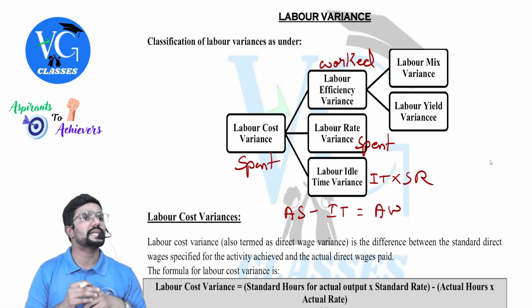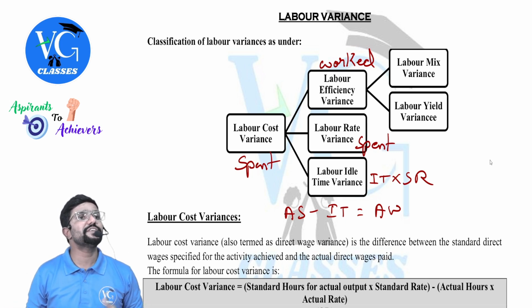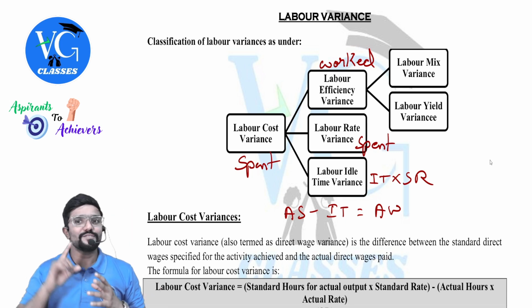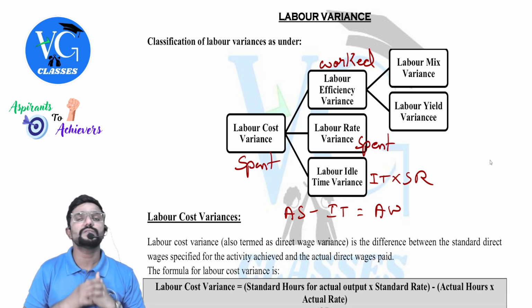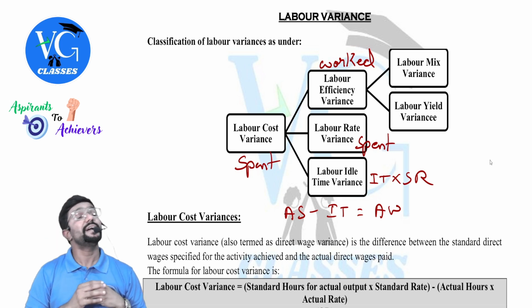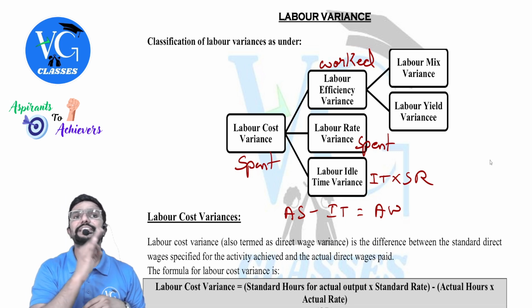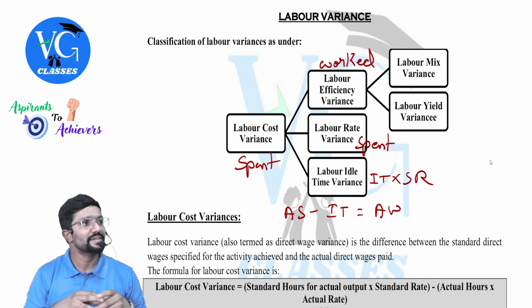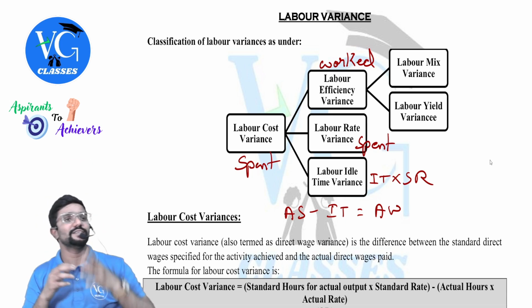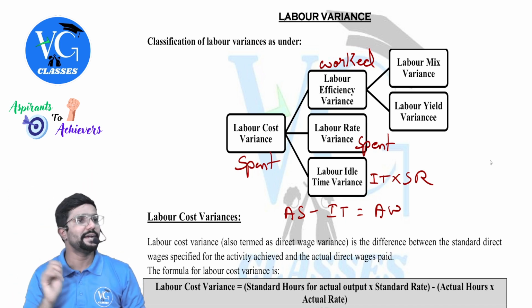Now coming to mix and yield. Guys, mix and yield is a subcategory of labor efficiency. In labor efficiency, what do I use? Work. So obviously in mix and yield, what should I use? Work. I have to use work. Now, what is the formula for labor mix variance? Let us recall material mix variance: revised standard quantity minus actual quantity into standard price. Now coming to this: revised standard hours minus actual hours worked into standard rate.